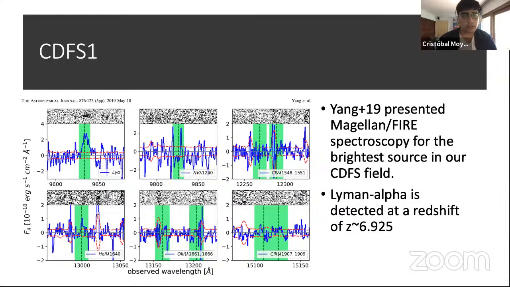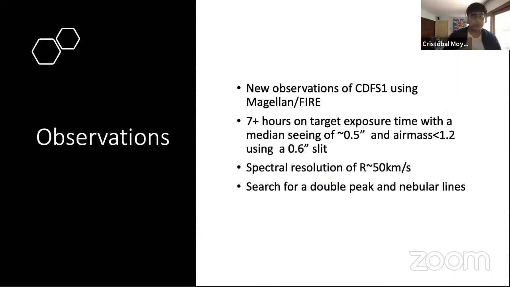There seemed to be 2 peaks in the Lyman-Alpha line, but the resolution they achieved was not so good as to make that claim of a double peak. We recently got new observations of this object with Magellan FIRE.